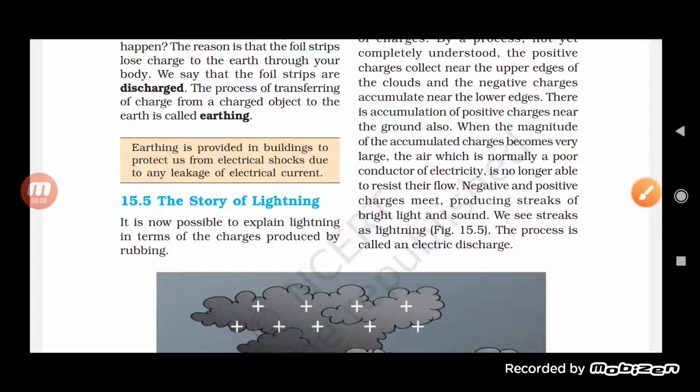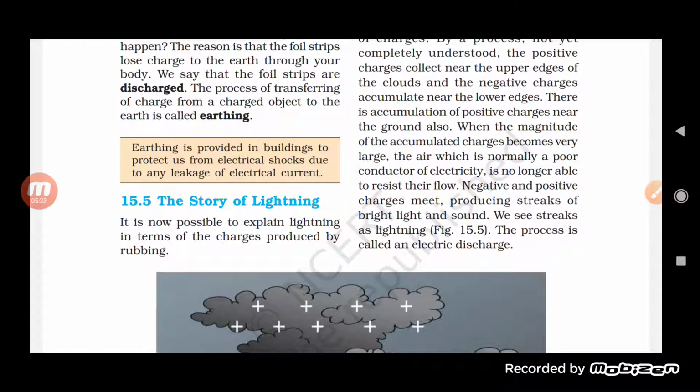Now, why is earthing important? Basically, earthing is important since it helps in protecting us from electrical shock due to any leakage of electric current. If there is any kind of electric leakage, we will get an electrical shock, and this electrical shock basically occurs due to the leakage of the electrical current.